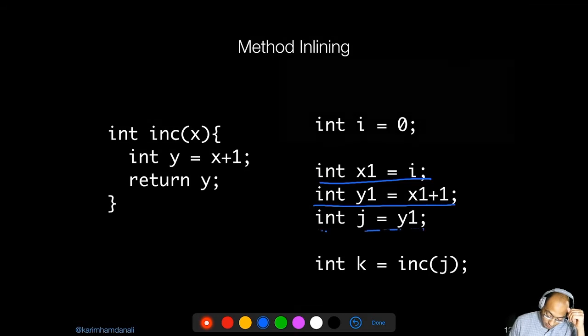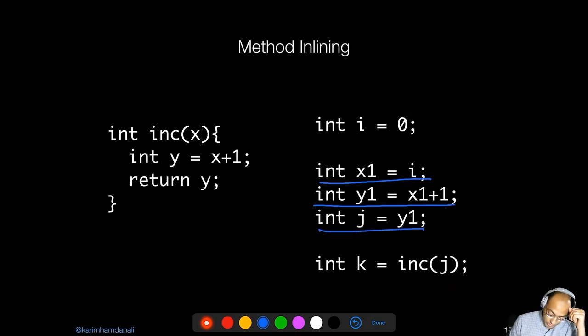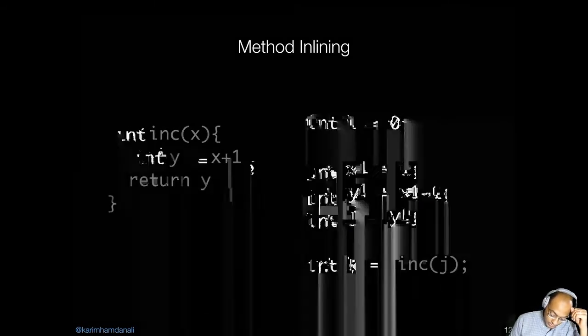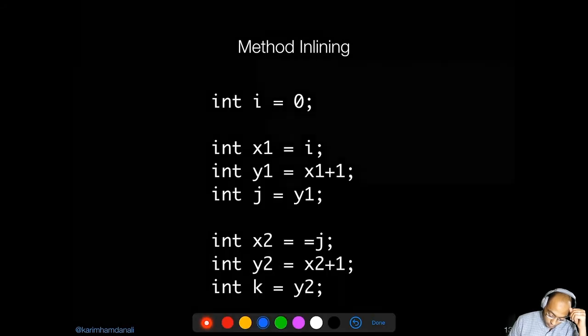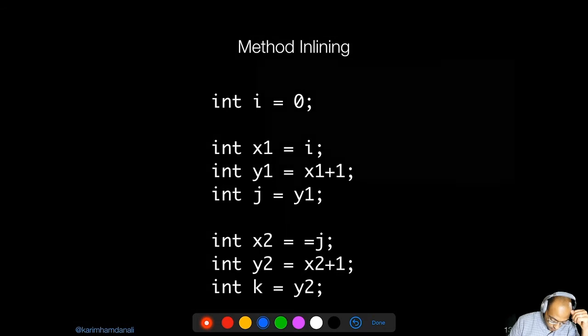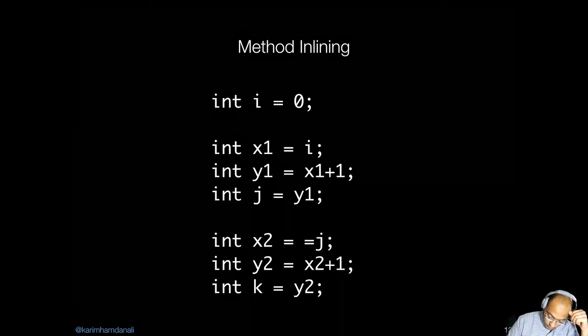My second method call, when I increment it, I will have it as follows. Int x2 equals, and that should be i equals, let me fix that really quickly.